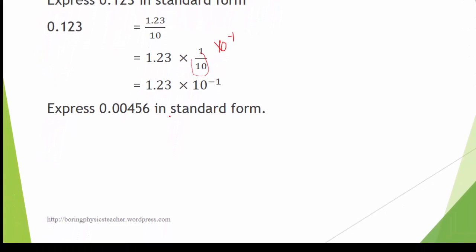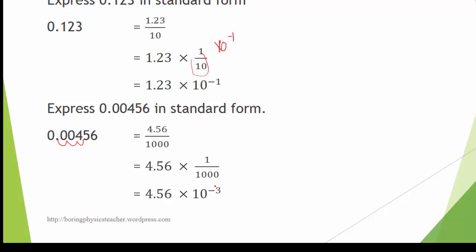Or something that's a bit more difficult. But you find you follow the same method. In this case, you need to know that 0.00456 is actually 4.56 divided by 1000. Again, you find that there will be similarity. 1, 2, 3. You jump 3 steps. This means 1000. And you pull out this 1000, and this is represented by negative 3.